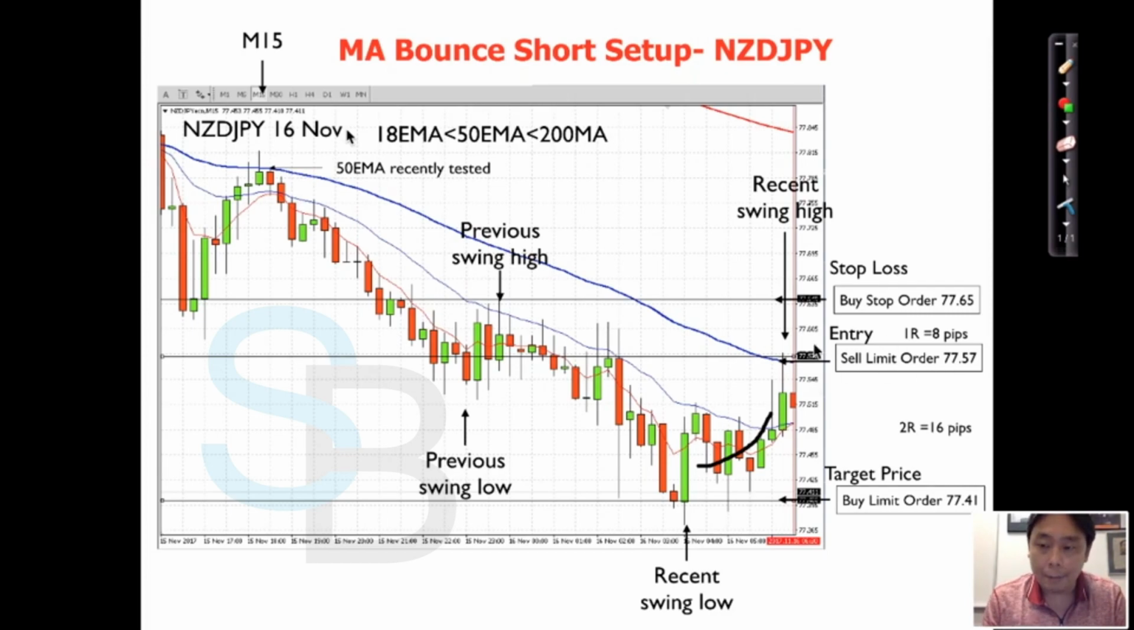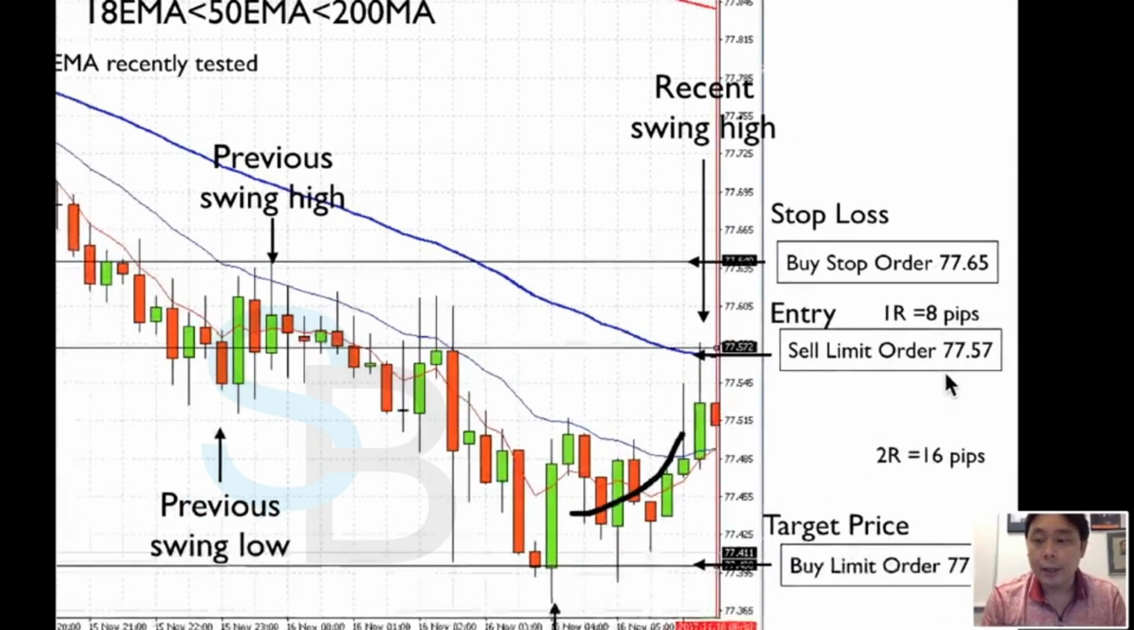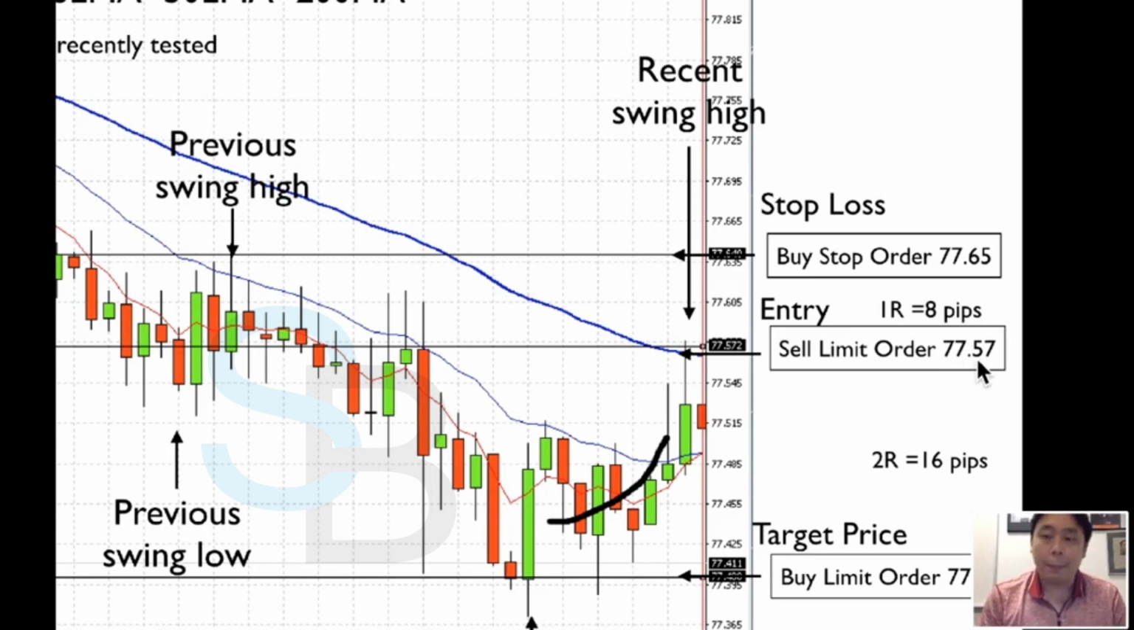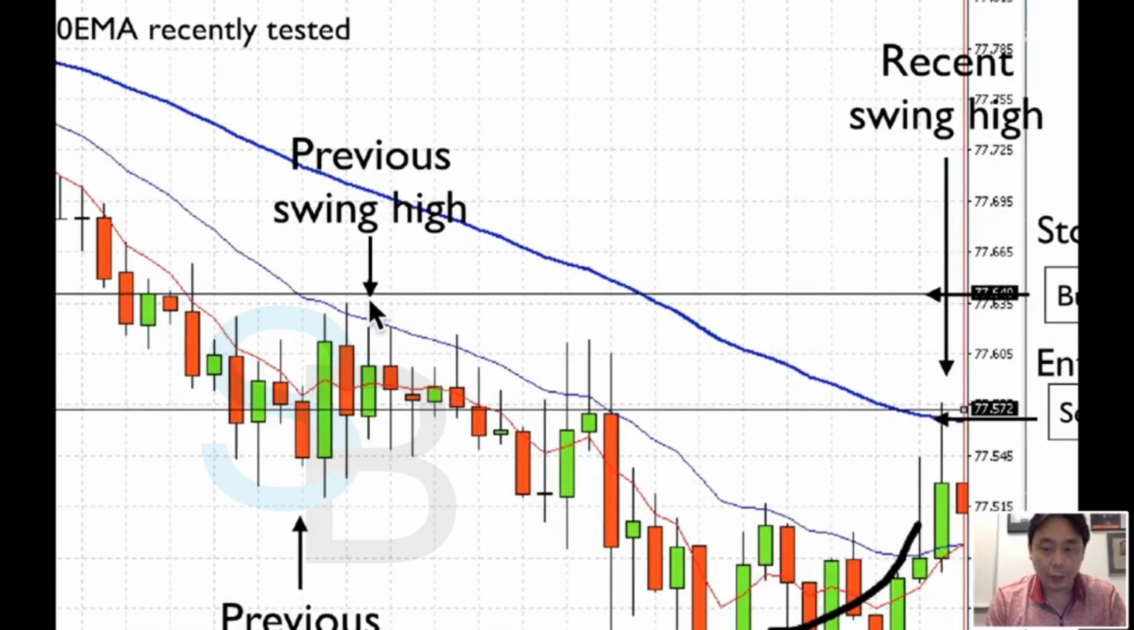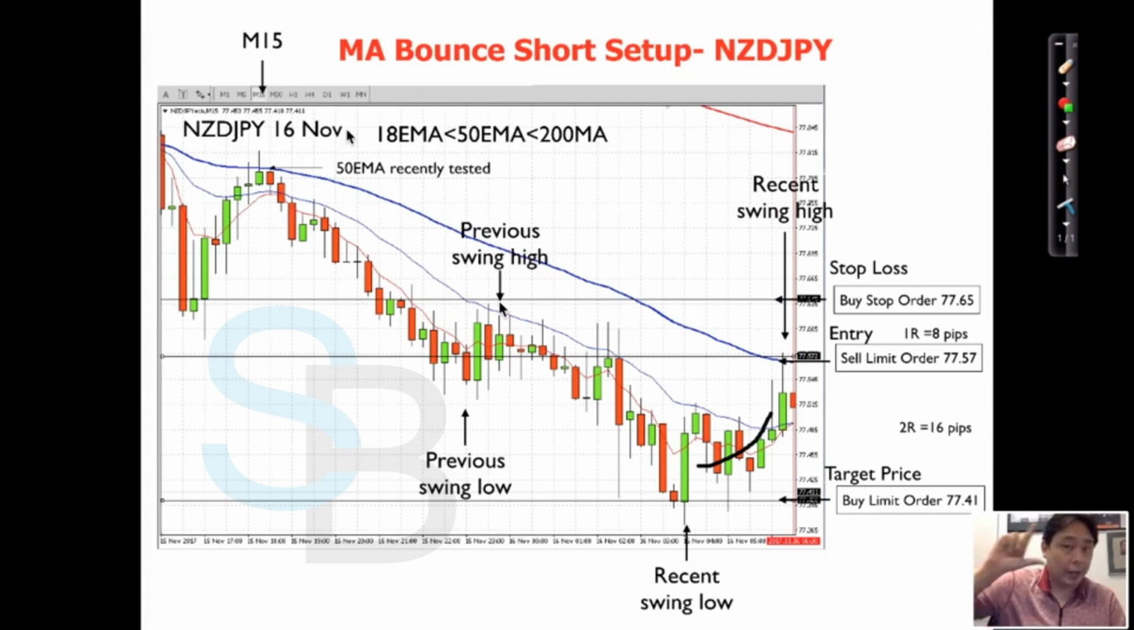So our sell order is at 77.57. Where's our stop loss? Stop loss should be at least 8 pips above the entry price. So 77.57 plus 8, we get 77.65. So 8 pips. And it so happens our stop loss is above the previous swing high, just above the previous swing high, which makes it ideal. Just nice, okay?